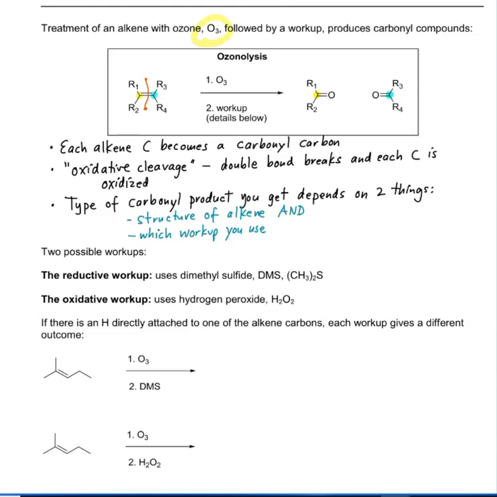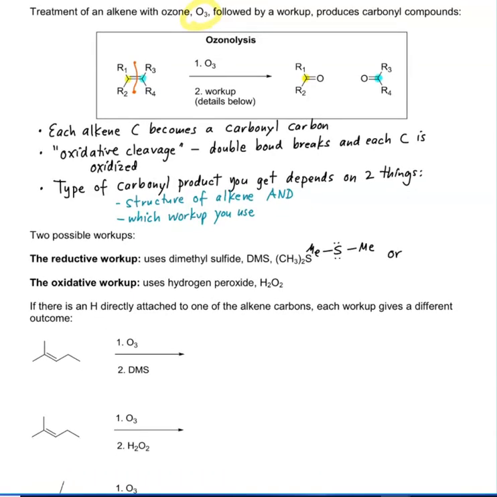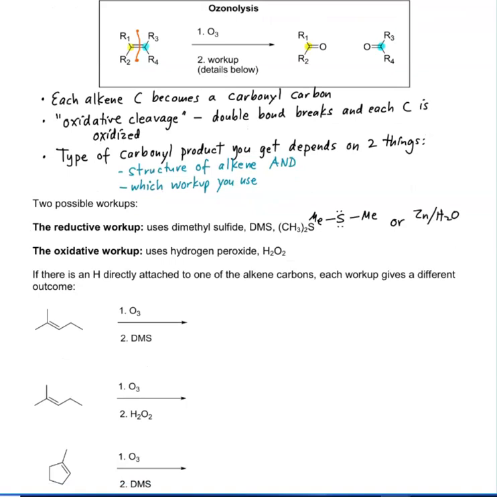In the reductive workup, we use what's called dimethyl sulfide, which is really, really stinky stuff. That's abbreviated as DMS, and it's two methyl groups flanking a sulfur. So it looks like this. Or you might also see in different sources, you could use zinc and water. That's another set of reagents that you could use, and that's going to do the same thing that the DMS workup would do. The oxidative workup uses hydrogen peroxide, so H2O2.